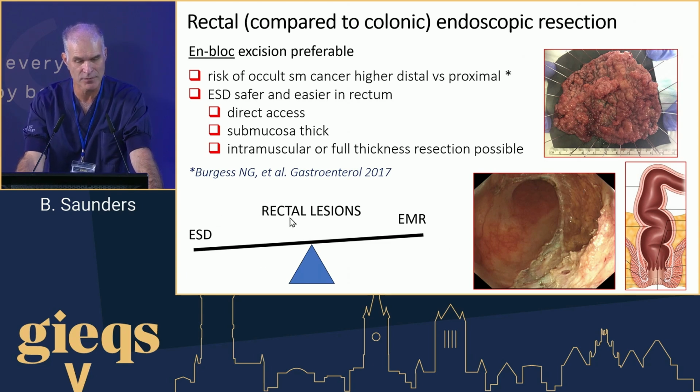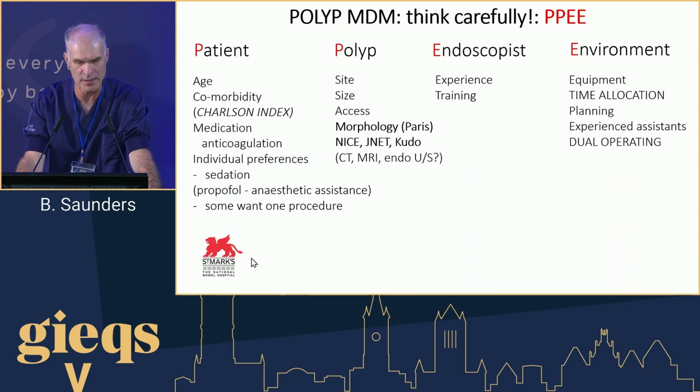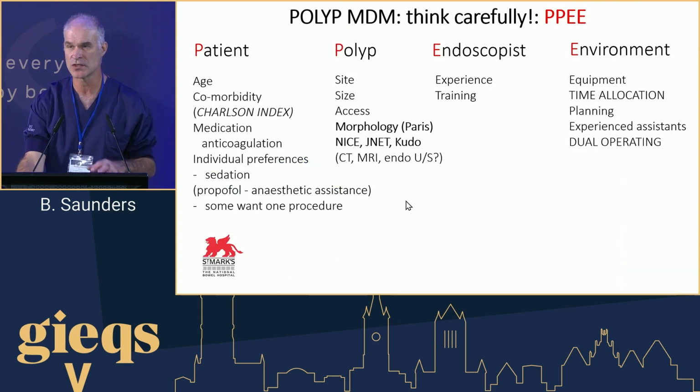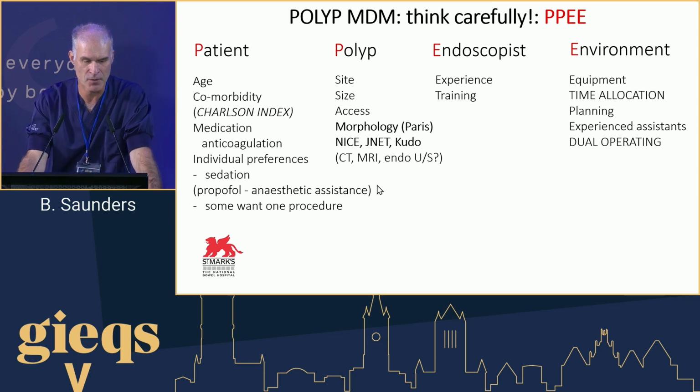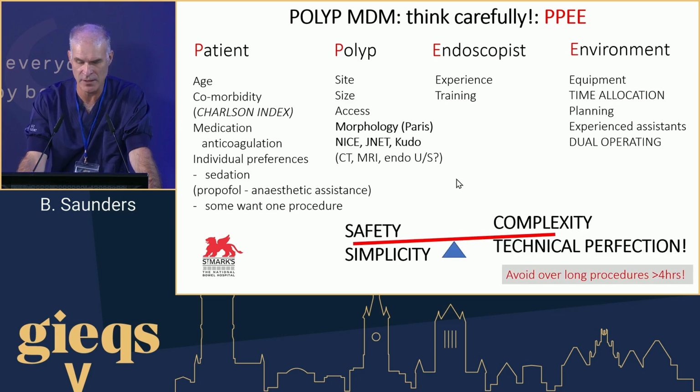So in the rectum, there is a clear trend and important switch towards en bloc excision with ESD rather than piecemeal EMR. Of course, all of these decisions need to be very carefully thought out and worked out prior to the actual resection. And we're all familiar, unfortunately, from 2020 with PPE, but this is the new PPEE. Think about the patient, the polyp, the endoscopist, the environment. Getting all of these things right leads to a successful resection.